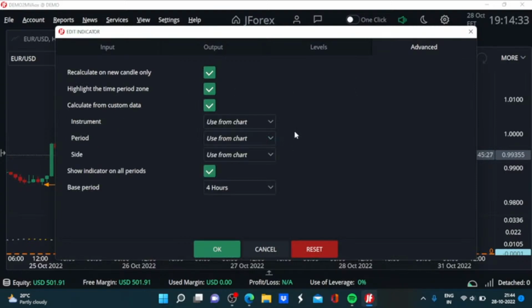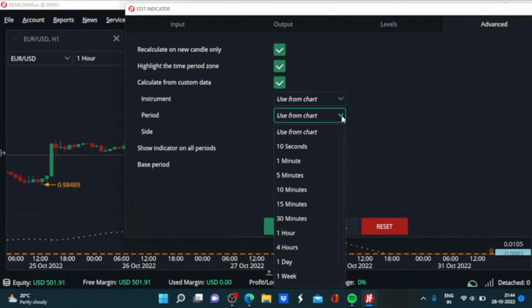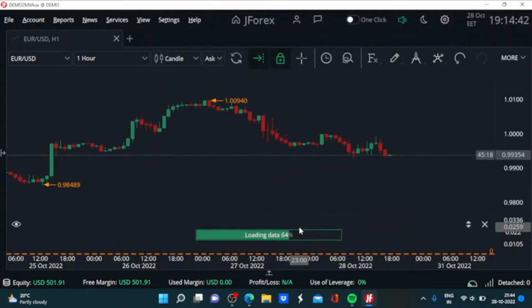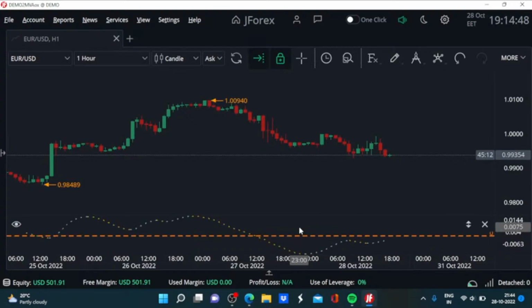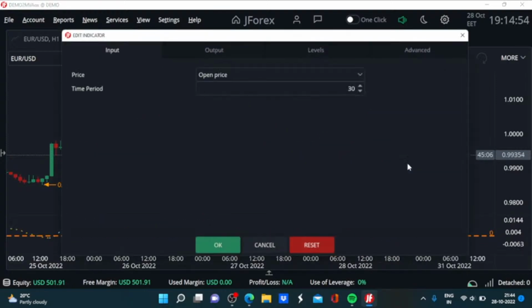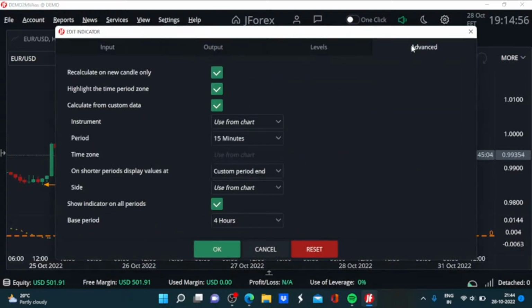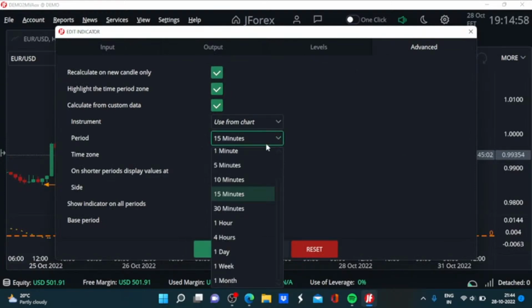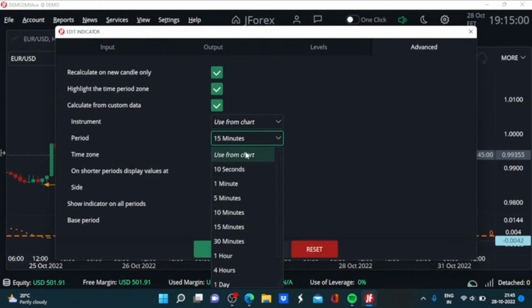Candle period can also be opted from the chart, or you can specify it. So even if the chart's candle period is hourly, if you want the calculation to be done on a different candle period, it will be done according to your settings. So here the calculation is now as per 15 minutes being the defined candle period for each of the candles. Now I am again going to restore it back to use from the chart.